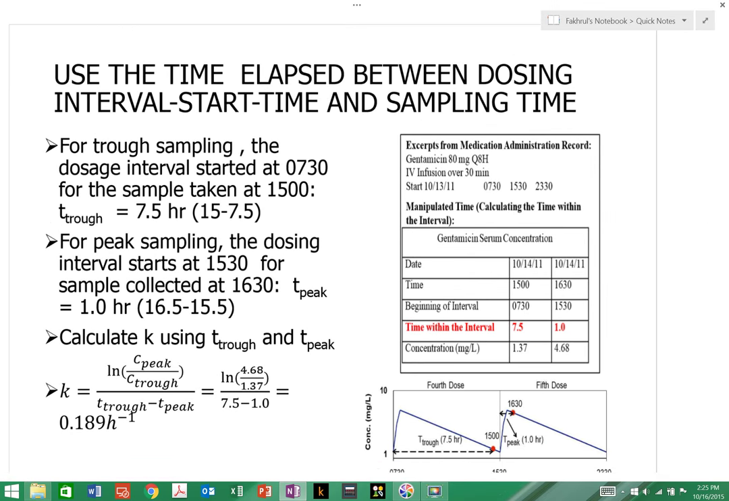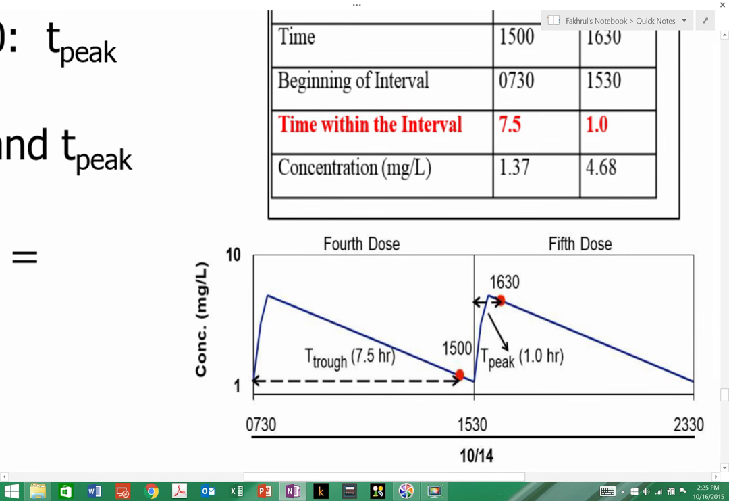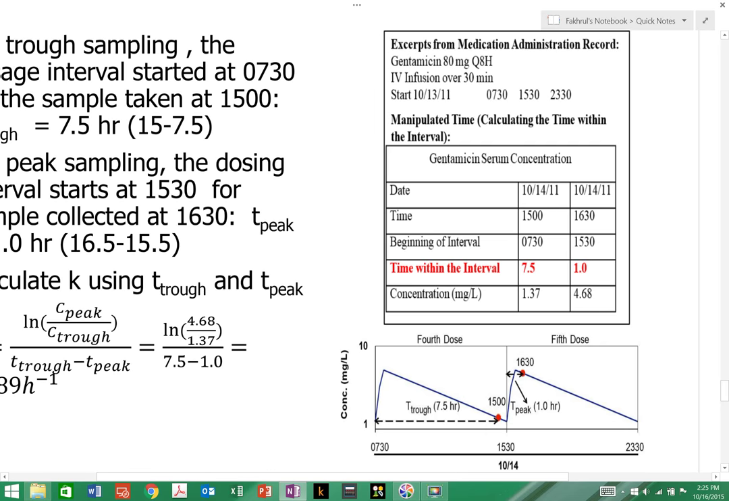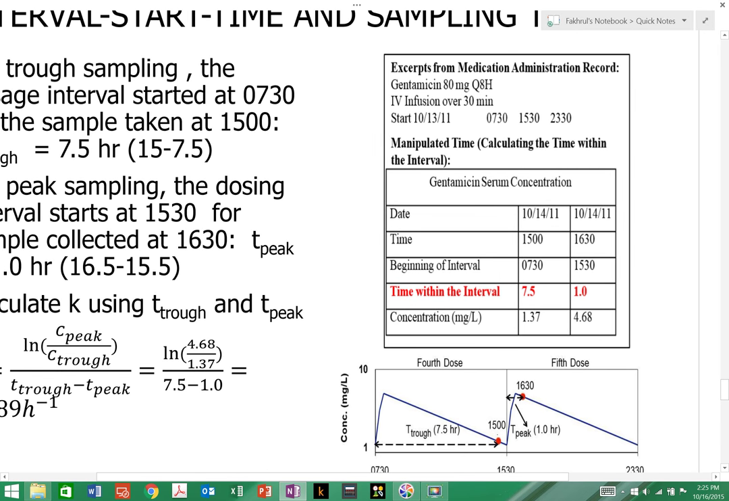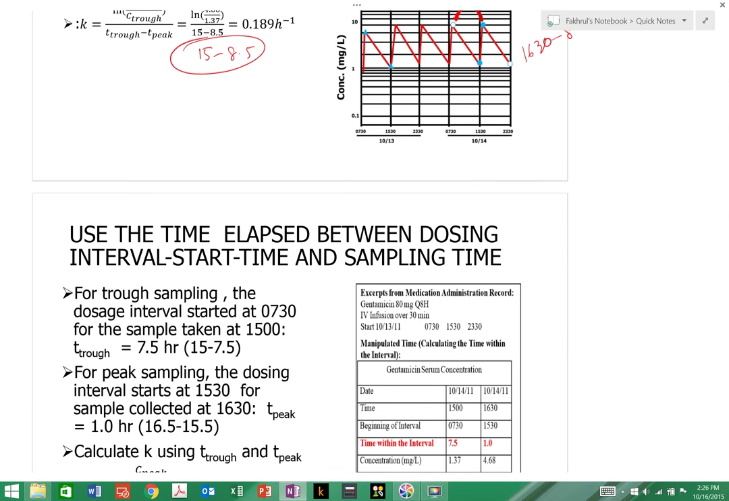Another option is to use the elapsed time between the dosing interval start time and the sampling time. Here, if you have taken the sample at 15 hours and the dosing interval started at 7:30, the time elapsed between the dosing interval start time and sampling time is 7.5 hours. Here in this case, the sample was taken at 4:30 and the dosing interval started 1 hour earlier. So you use this time point. That's why it says time elapsed between dosing interval start time and sampling time.